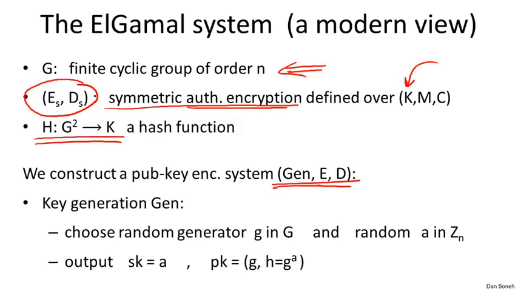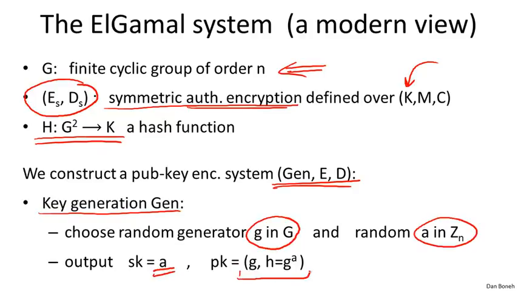So I have to describe three algorithms. The algorithm that generates the public key and the secret key, and then the encryption and decryption algorithms. The key generation algorithm works as follows. All we do is basically build up Alice's contribution to the Diffie-Hellman protocol. We're going to choose a random generator g in G, and then we're going to choose a random exponent a. The secret key is going to be a, and the public key is going to be the generator g and Alice's contribution to the Diffie-Hellman protocol.